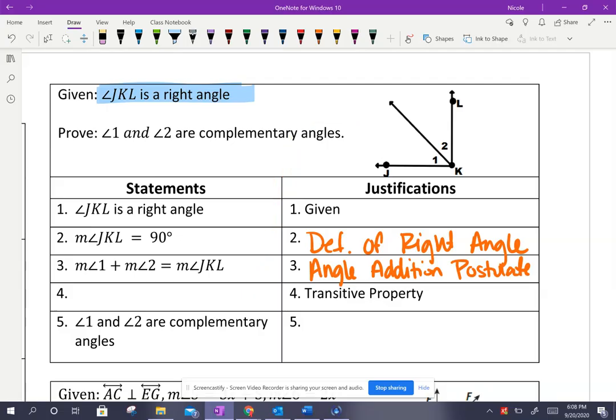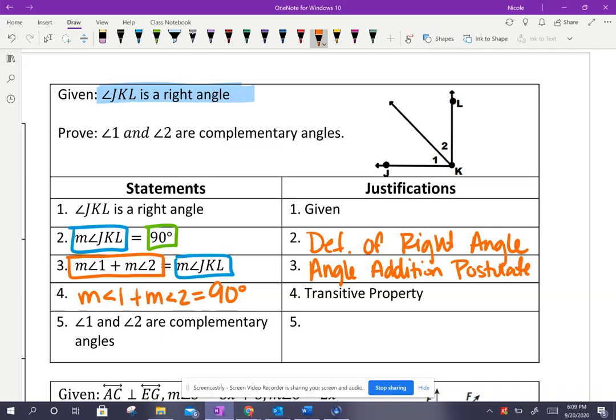And then it has us take, I'm going to get my different colors here. It tells us we're going to use transitive property. So I'm going to take some information from this equation where I have the measure of angle JKL, and the measure of angle JKL. I also have 90 degrees. And then I have this equation, the measure of angle 1 plus the measure of angle 2 equals. Now, because I have the measure of JKL in both, I can then set the measure of angle 1 plus the measure of angle 2 equal to 90 degrees.